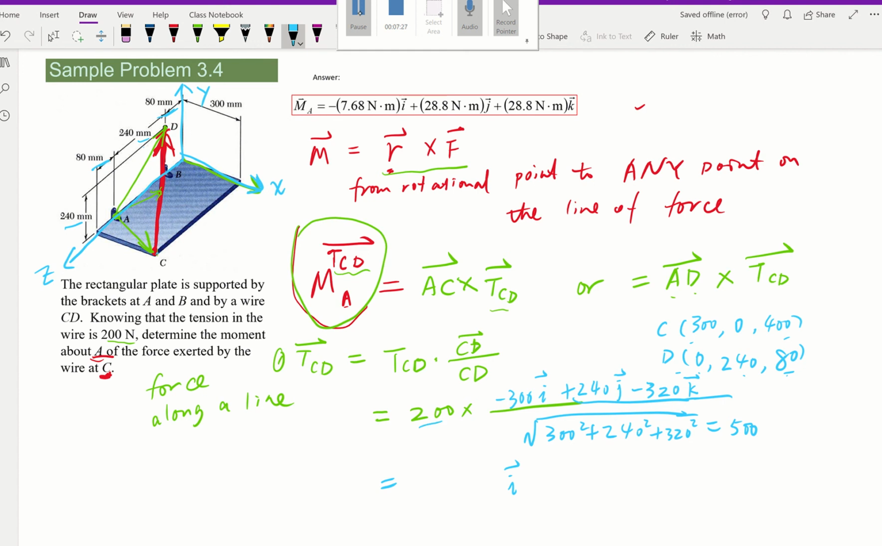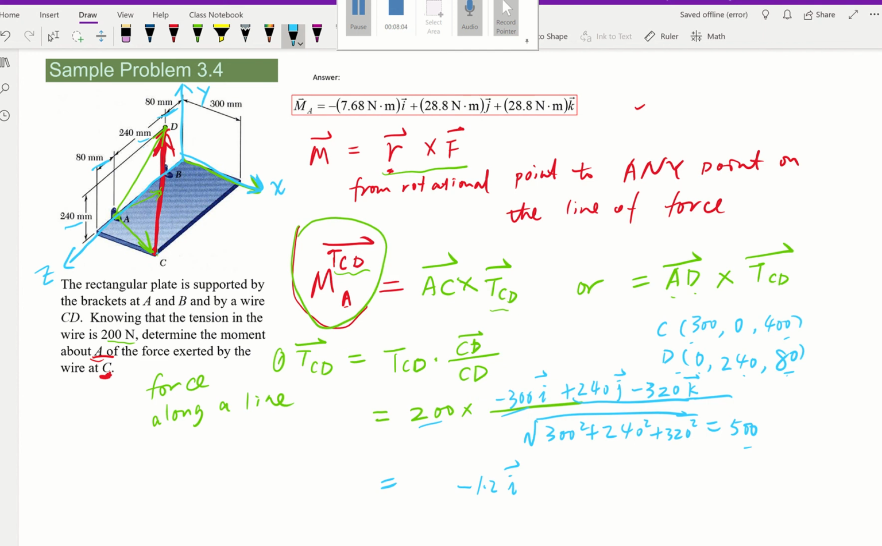Look at the I term. So we have 200 times negative 300 divided by 500, right? So we will have negative 6 over 5, which is 1.2. I'll make it a little bit closer. So negative 1.2i. Now let's look at J term. J term is going to be 200. So put in your calculator. 200 times 240, then divide by 500.